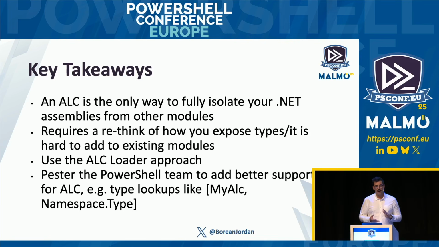The last key takeaway is that I really need to pester the PowerShell team more to add better support for ALC. So removing some of those boilerplates, or even maybe just making a separate module to make it a bit more reusable. But the one thing that I really want to see is this type syntax here, where we can define our ALC name, a comma, and then our normal types on there. So PowerShell can actually go into that ALC and extract that type using the normal syntax that we all know and love. That's essentially it.